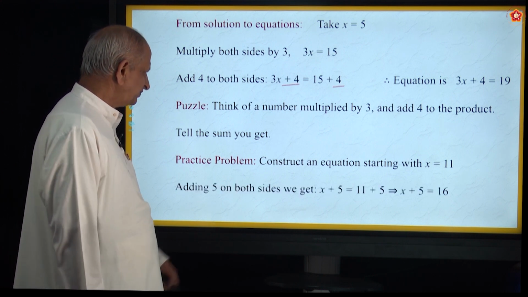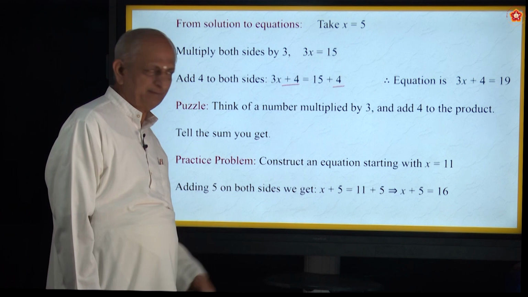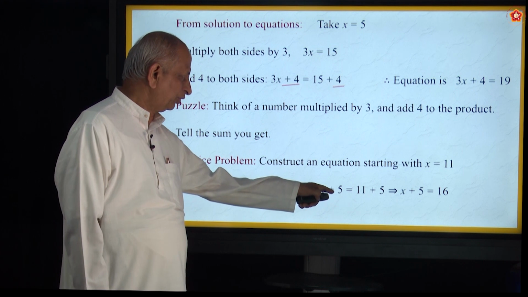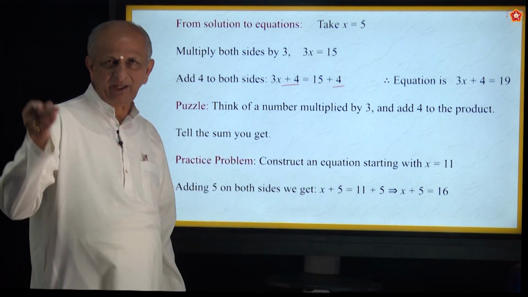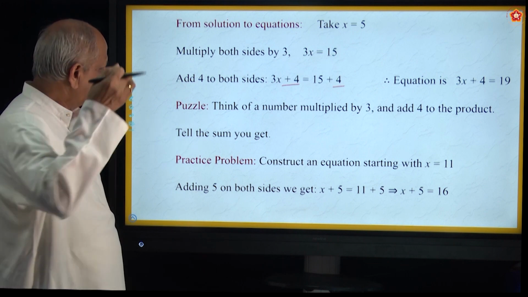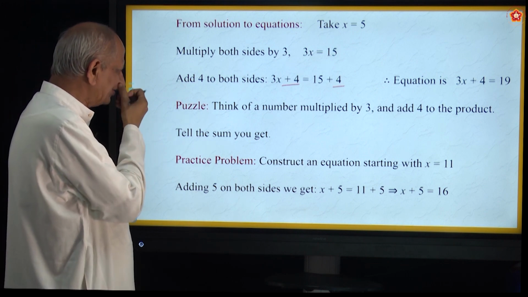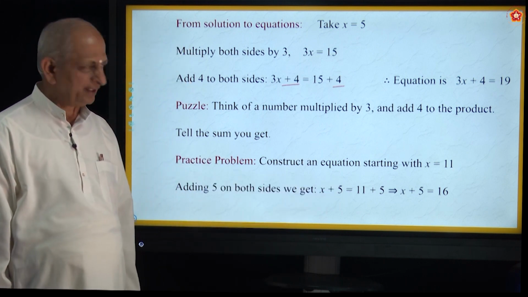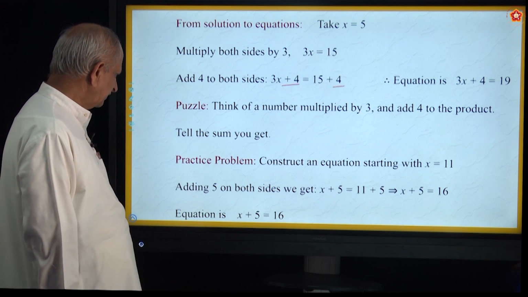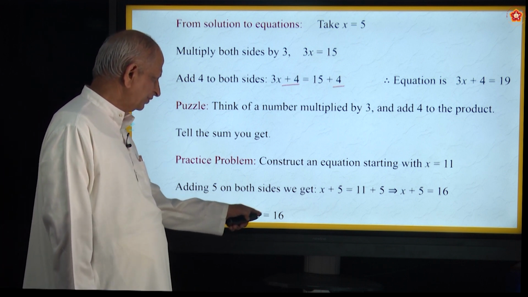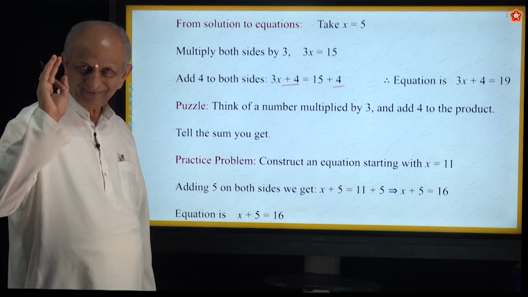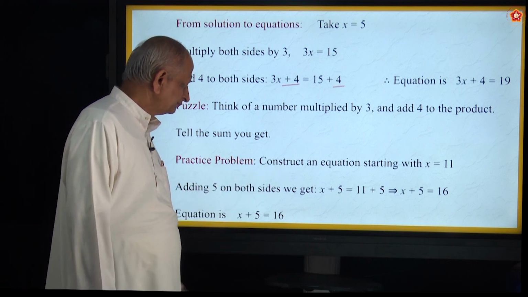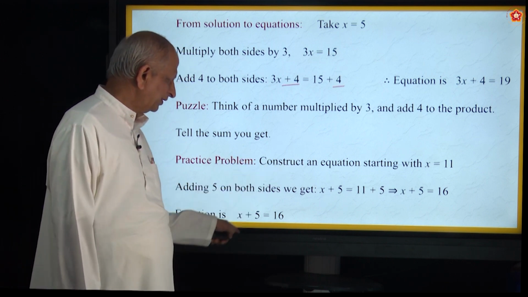So one more. Construct an equation starting with x is equal to 11. Adding 5 to both sides, you get x plus 5 is equal to 11 plus 5. Whatever you add to the left hand side should be added to the right hand side also. So you get x plus 5 is equal to 16. That is the equation. So the equation is x plus 5 is equal to 16. Got it? Very good. Very simple equation. Is it not? So here you are writing the equation, but you are not solving.